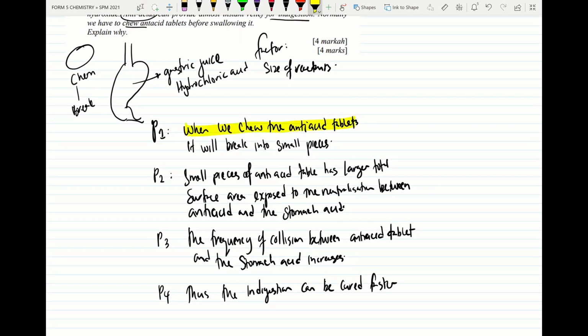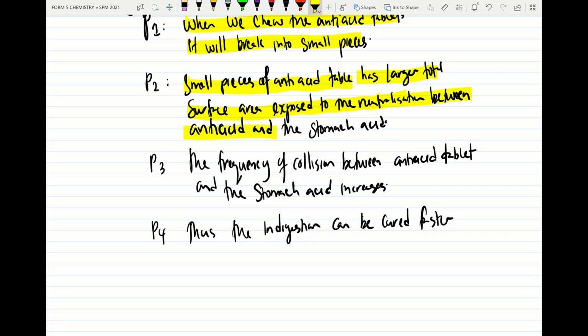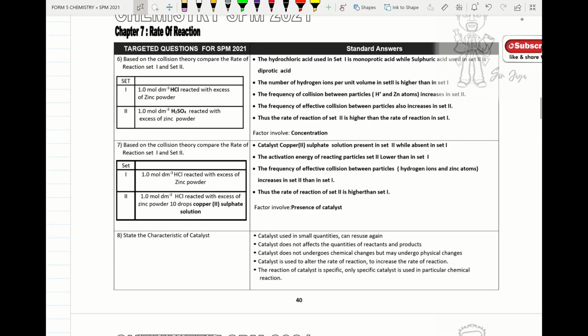When we chew the antacid tablet, it will break into small pieces. Small pieces of antacid tablet have larger total surface area exposed to the neutralization between antacid and stomach acid. The frequency of collision between antacid tablet and the stomach acid increases or becomes higher. Thus, the indigestion problem can be overcome in shorter time, or can be cured faster. This question is in the module, page number 40. So please go through all these questions.